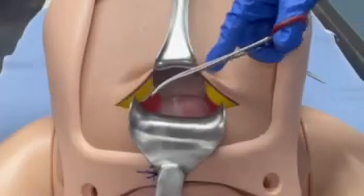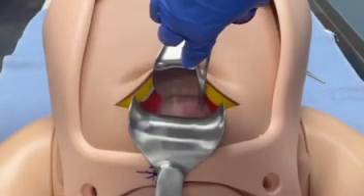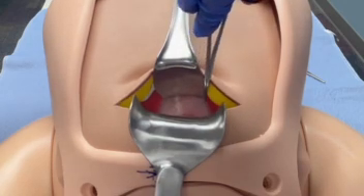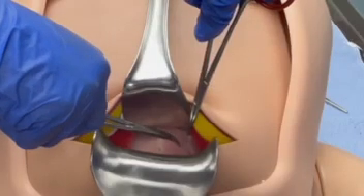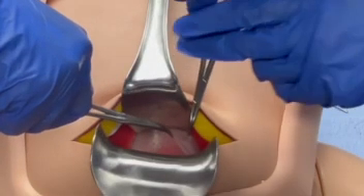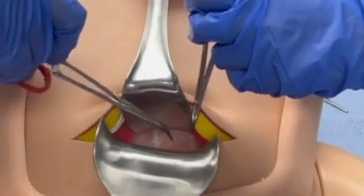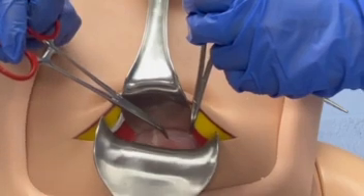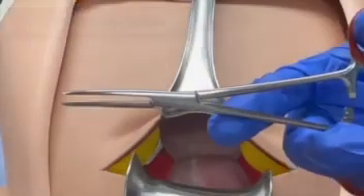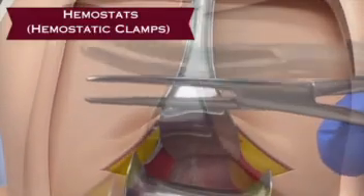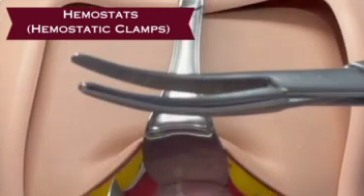The next step is opening up the peritoneum, which can be performed bluntly by digital sweeping motion or using sharp technique as shown here. 2 hemostatic clamps are placed approximately 2 centimeters apart near the upper end of the incision, tenting the peritoneum.